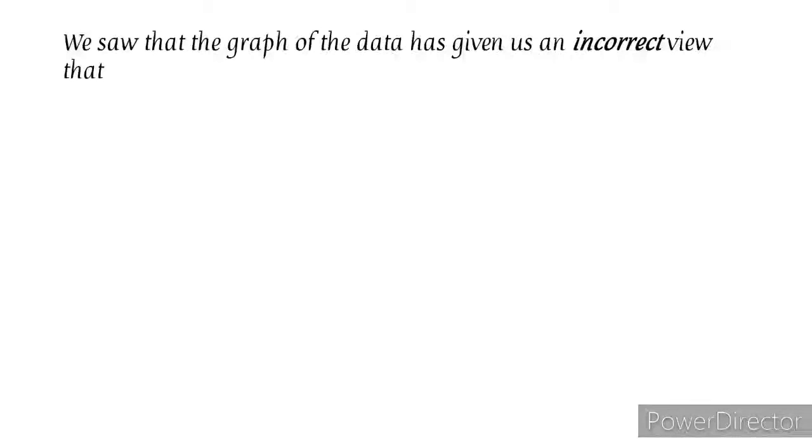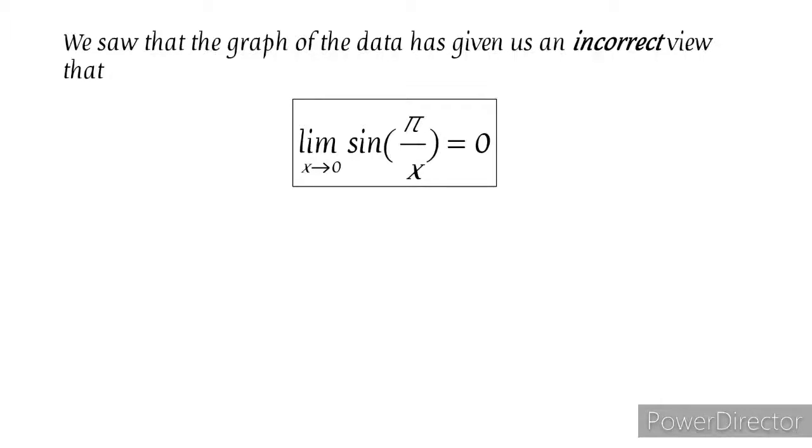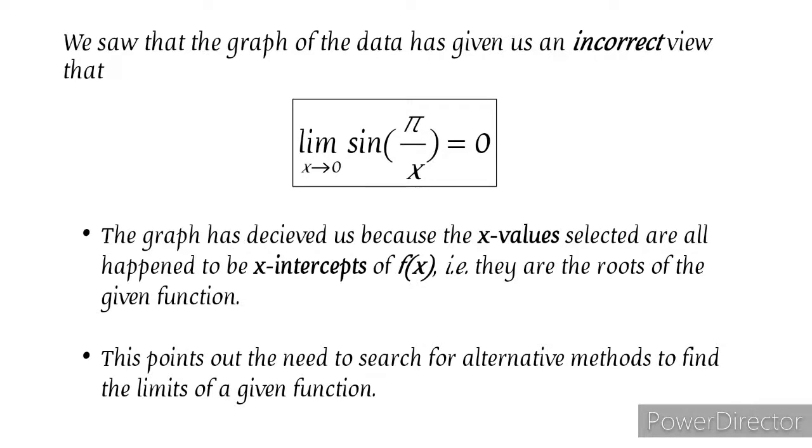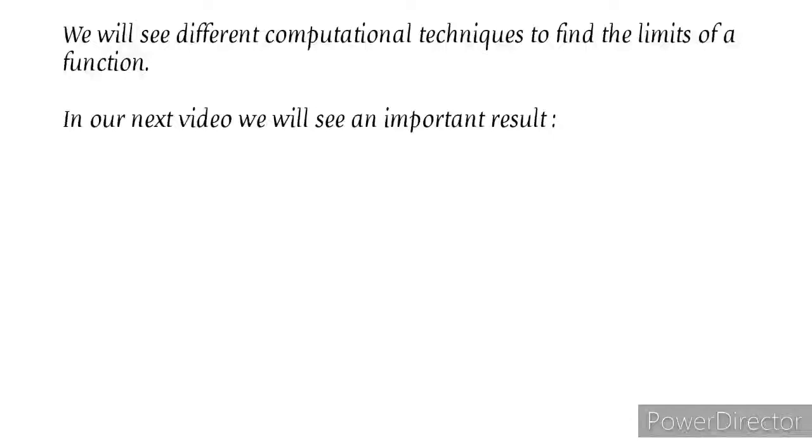We saw that the table of data has given us an incorrect view that the limit of sine of pi by x as x approaches 0 is equal to 0. The data has deceived us because the x values selected all happen to be x-intercepts of f of x. That is, they are the roots of the given function. This points out the need to search for alternative methods to find the limits of a given function. We will see different computational techniques to find the limits of a function.